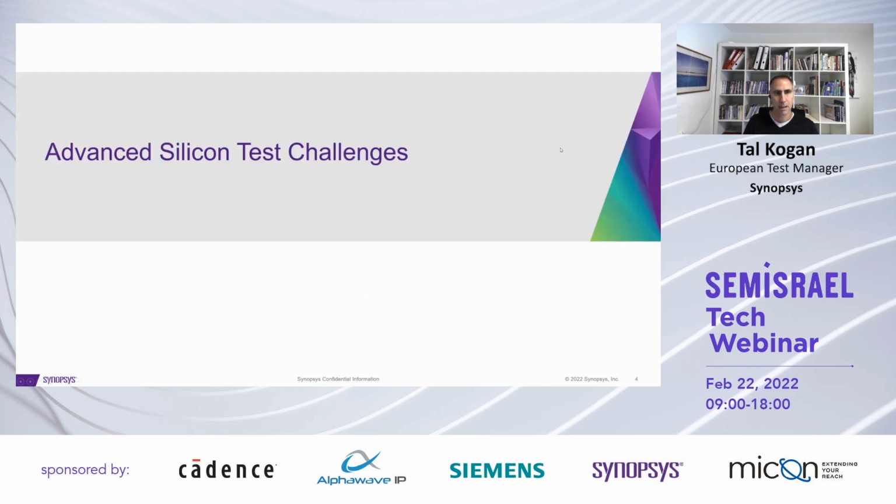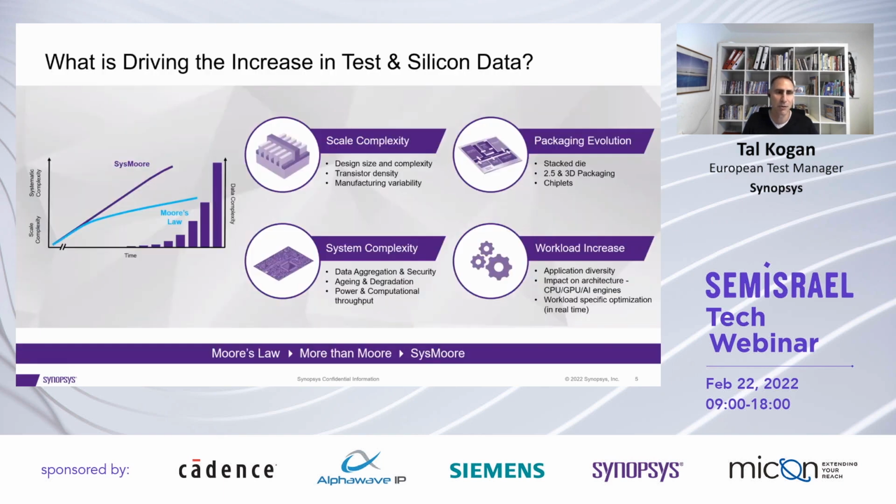So then test challenges, what are they in this new era of advanced silicon? So obviously scale complexity. Design sizes keep growing, the transistor density keeps rising, there is the manufacturing variability, and there are other challenges as well. There is the packaging evolution, there's the system complexity, and workload increase. Everything is happening at the same time.